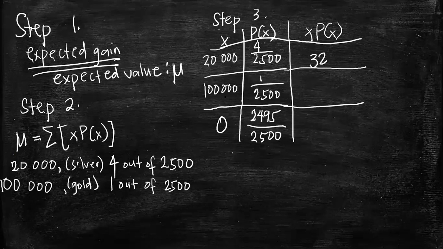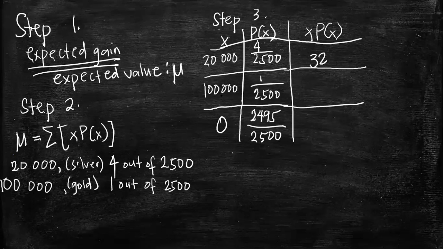Pwede nating i-consider na walang prize. So, 0. Okay? Ngayon, sa P of X class, ano yung probability, ano yung odds na makukuha natin yung premyo? Katulad dun sa sinabi kanina sa problem, pag merong silver ticket, 4 na silver ticket yun, mananalo ka ng 20,000. So, 20,000, ang makukuha mo doon sa 4 tickets out of 2,500. Same way goes, merong isang golden ticket out of 2,500 na pwede kang manalo ng 100,000 pesos.